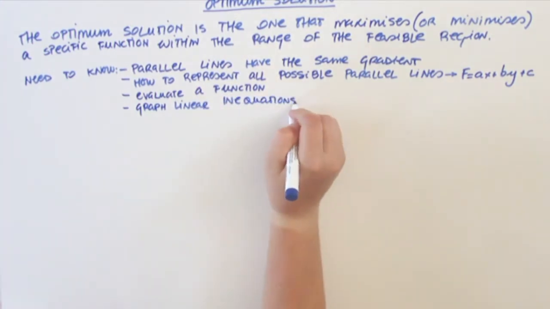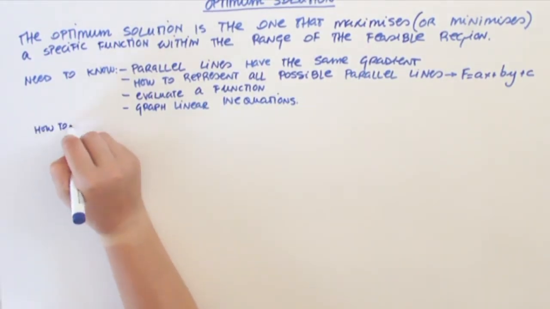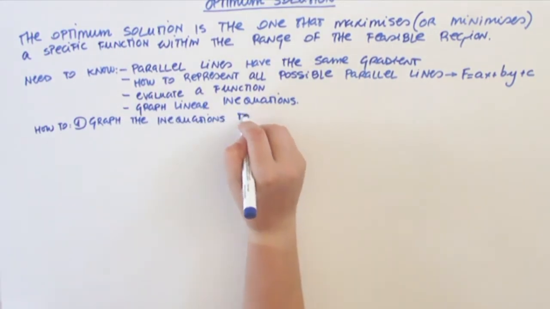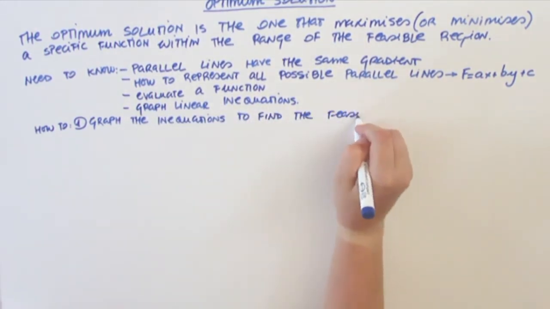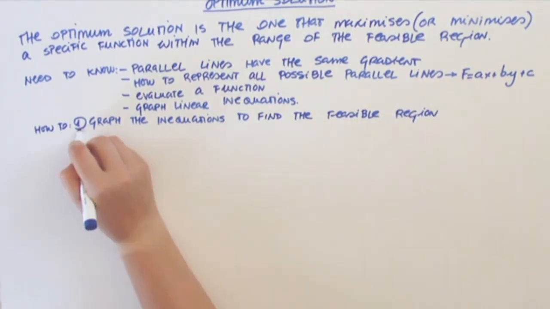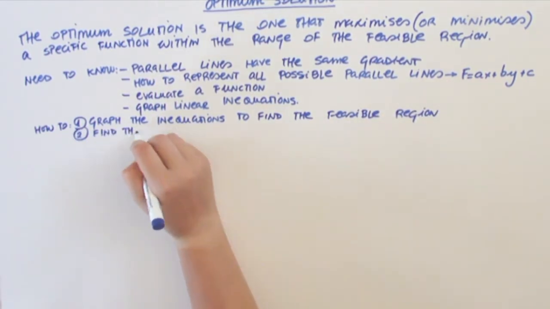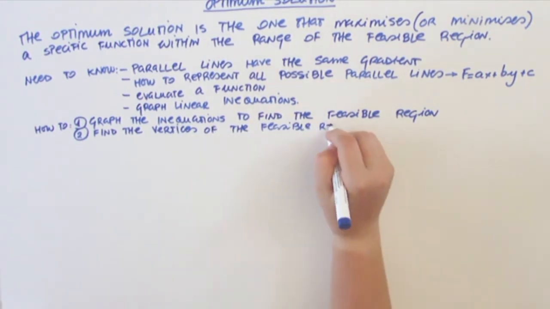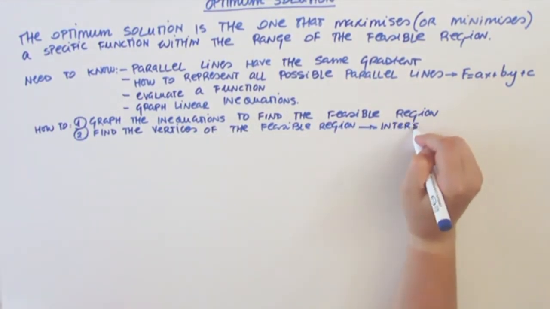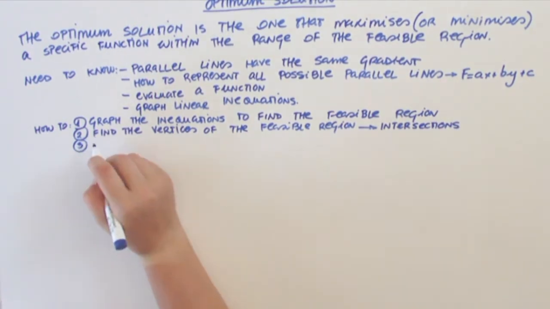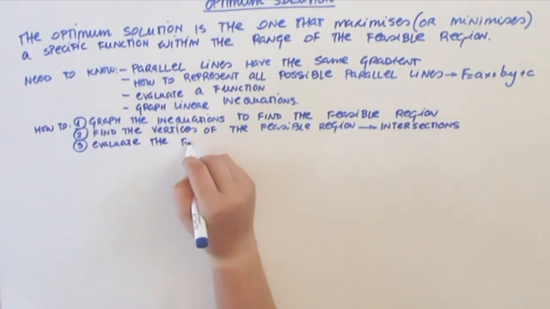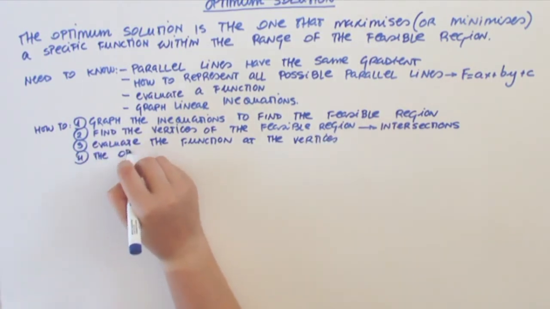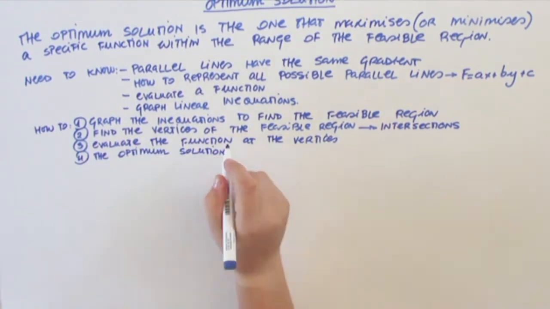Now for the how-to step by step, the first step is always to graph the inequations to find the feasible region. After that, I can find the vertices of that region, which are going to be the intersections. And I can do that algebraically, solving simultaneous equations, or I can do it using a graphing program, which is what we're going to do. After we've got them, we want to evaluate the function at the vertices, and the optimum solution is going to be one of the vertices.